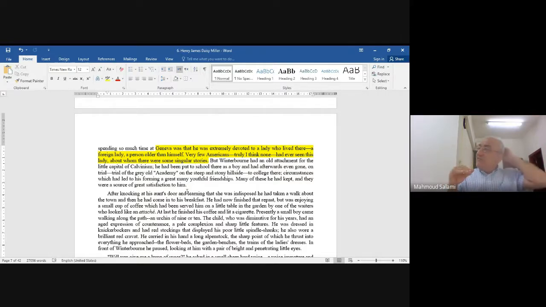And even Daisy told him about this later. She will tell him, why are you coming back quickly to Geneva? Are you in love with another woman? Are you married to another woman? Do you have another relationship with another woman? And so on. And the narrator really didn't make it clear here, at least at this moment. Here the narrator is hinting that maybe he was devoted to a foreign lady, a person older than himself.